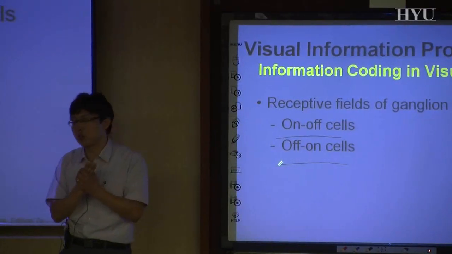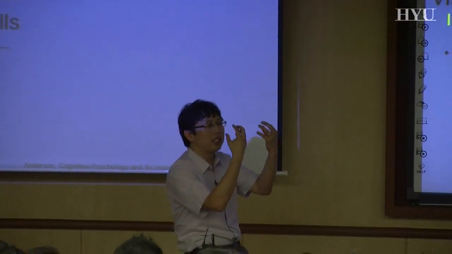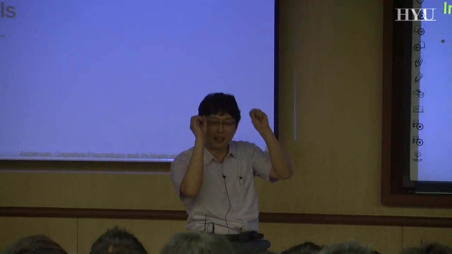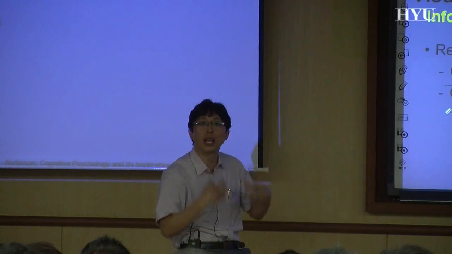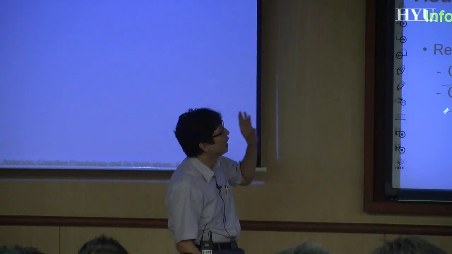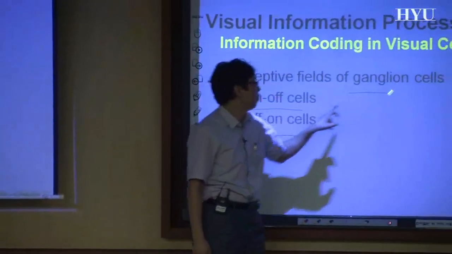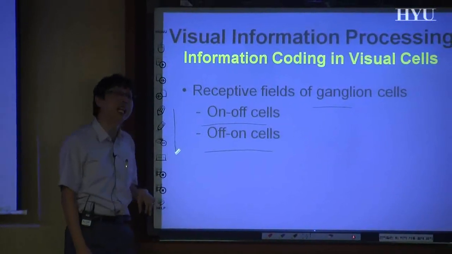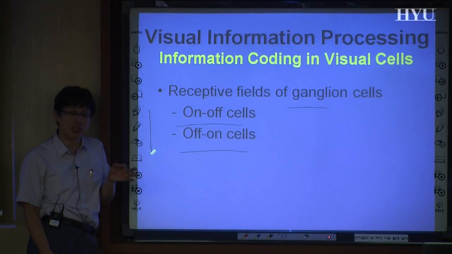So the interesting question for psychologists is, when the information is coming through to your eyes and strikes on your retina, how is this encoded in your brain? The main component to process this is the ganglion cell. In particular, many people believe ganglion cells might have two different cell types. One is on-off cells and the other one is off-on cells.